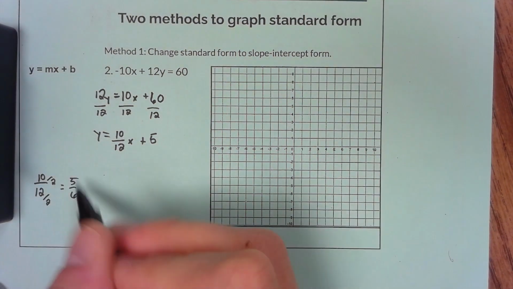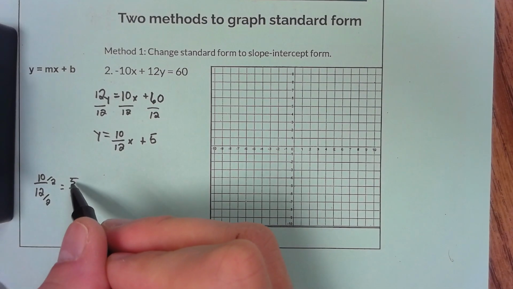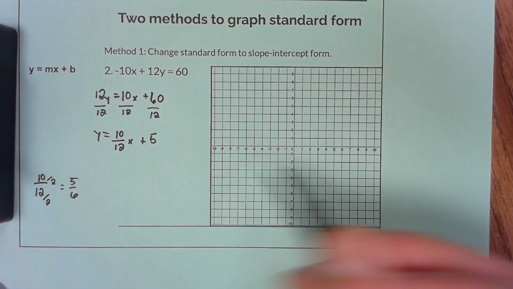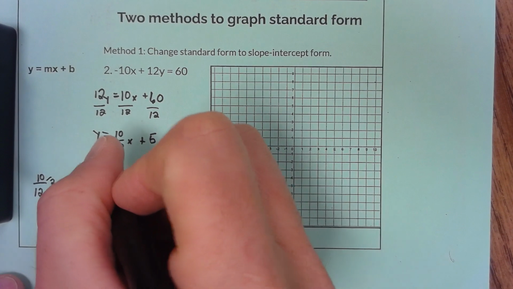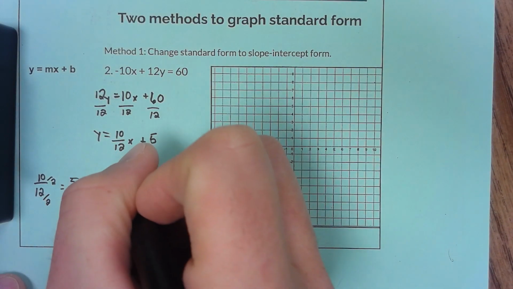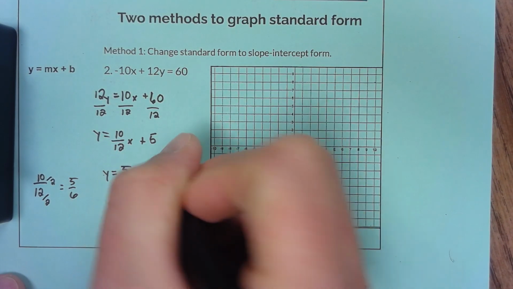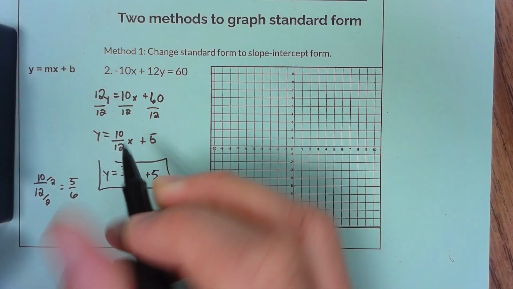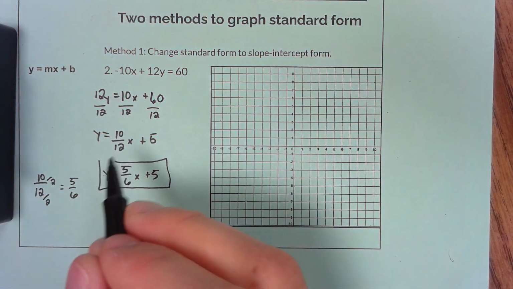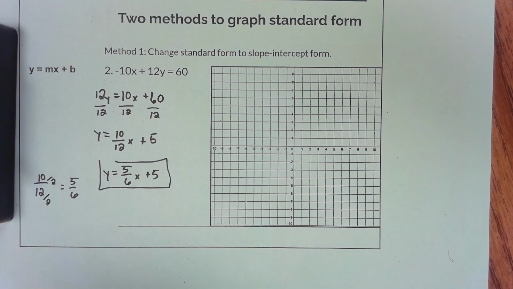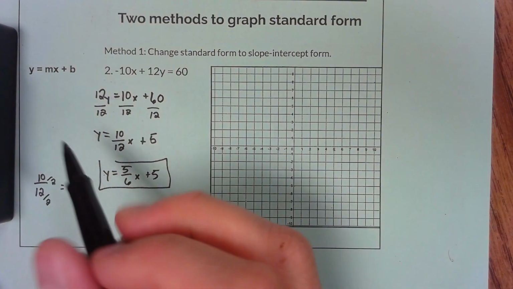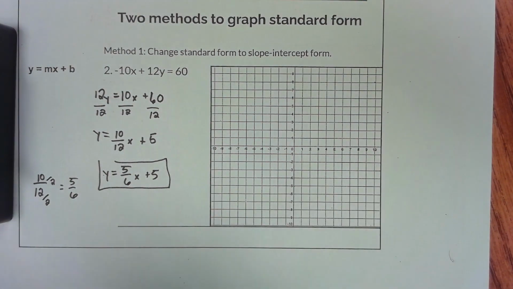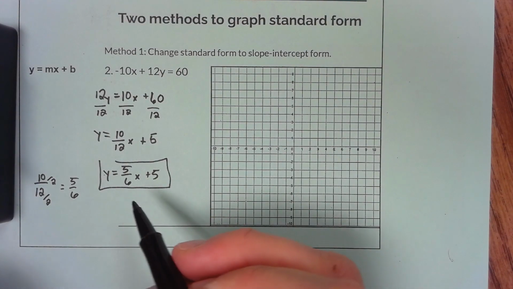And now by having that slope reduced down, me doing a rise of 5 and a run of 6 allows me to plot more points on this graph. So this is really y equals 5/6x plus 5. Now, do you need to do this? No. You don't need to, but reducing fractions is a really important step in algebra, and again, allows us to work with just some smaller numbers, and in this case, graph a little bit better.